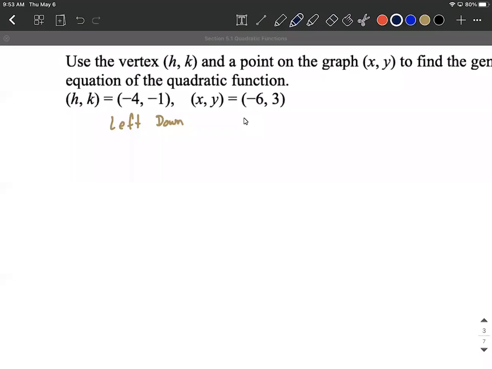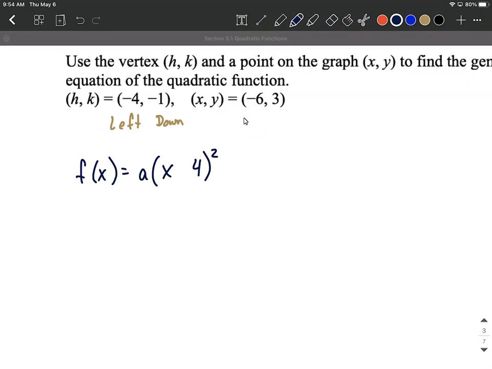Let's first start with that information. We can build a function here that we don't know if it has a scalar stretch or compression, a scalar multiple out in front. So I'll put an a out there. And then we say x, and that 4 is going to be attached in here with the x. But this one's moved to the left 4.